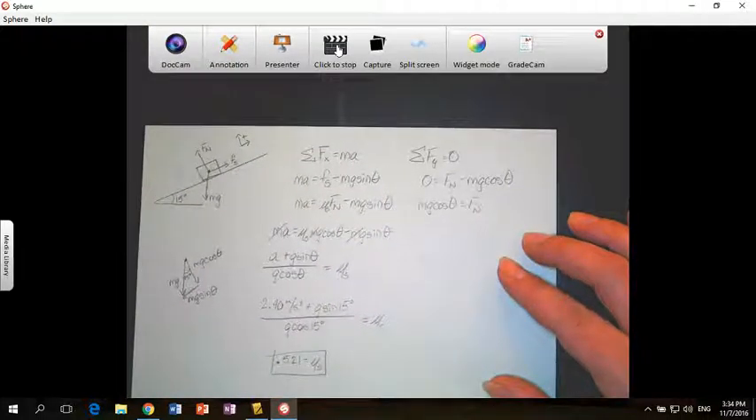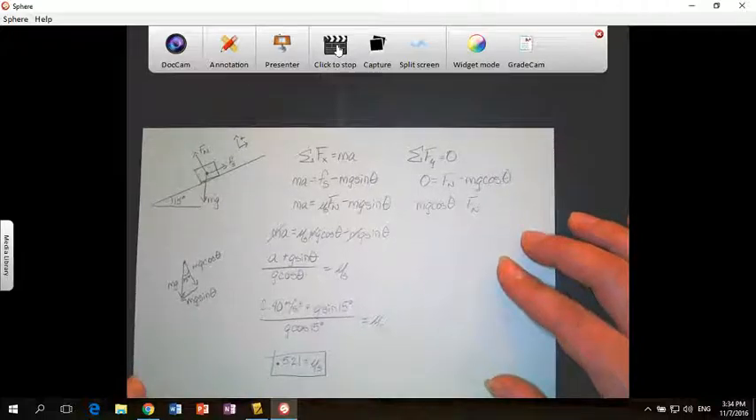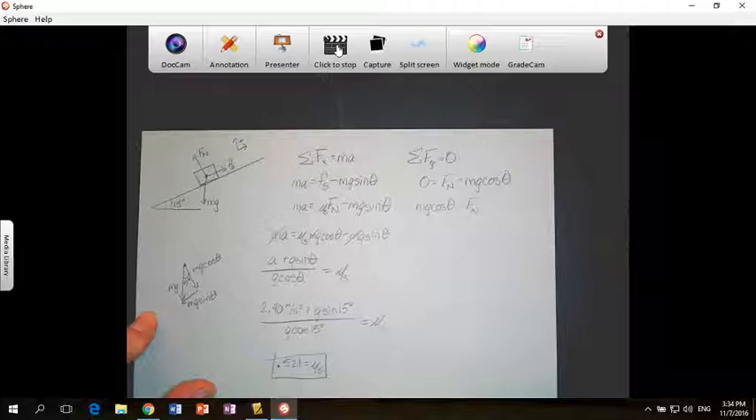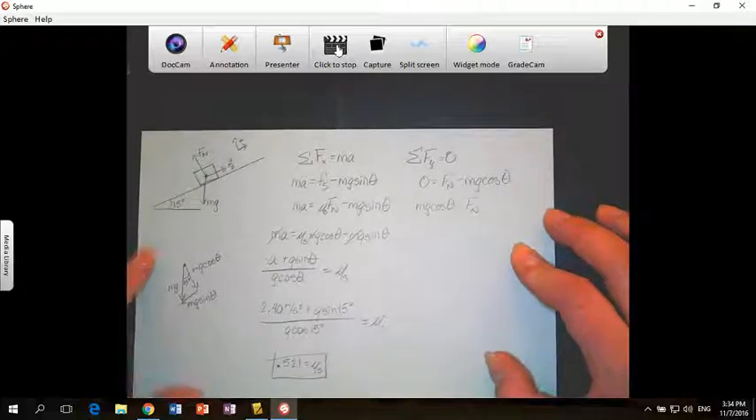For problem number 8, here we have a box on the bed of a truck that is going up a hill, and if the truck accelerates at a rate of 2.4 meters per second squared, the box does not slide. However, if the truck accelerates any faster, the box slides off the back. So they're asking you to find the coefficient of static friction.